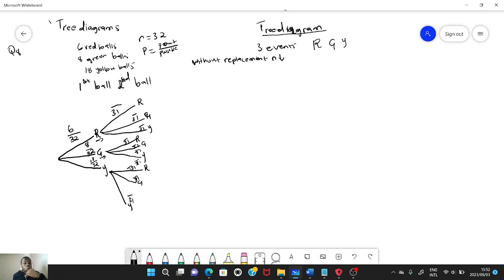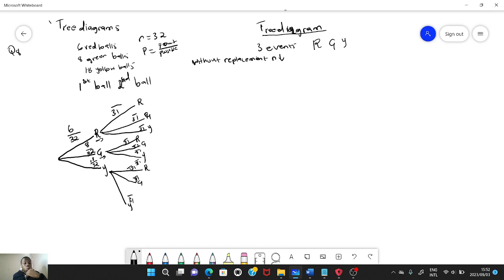And now what happens here on yellow? I haven't yet chosen a yellow ball, so I'll still remain with 18 yellow balls. Now the probability will be 18 over the sample space. Now we head to the last branch, right? So what happens on the last branch?